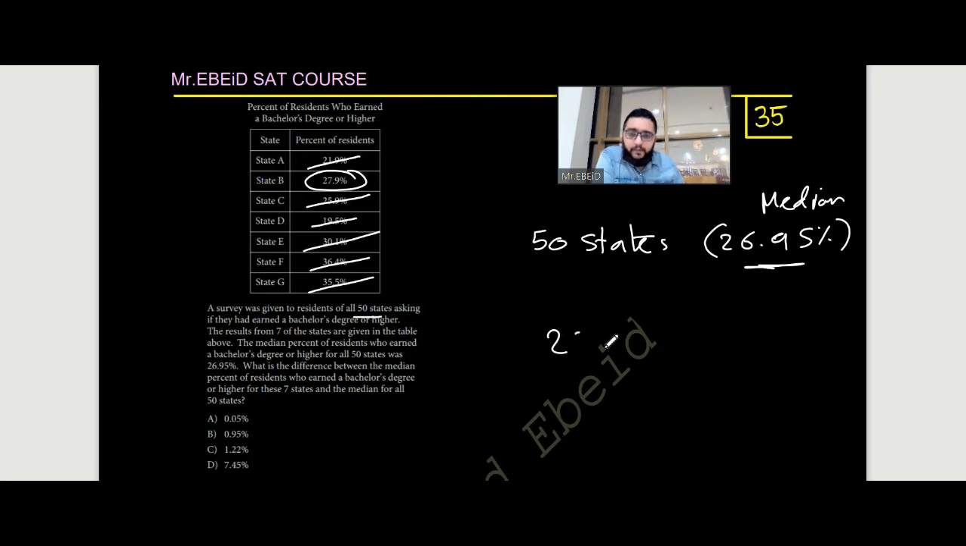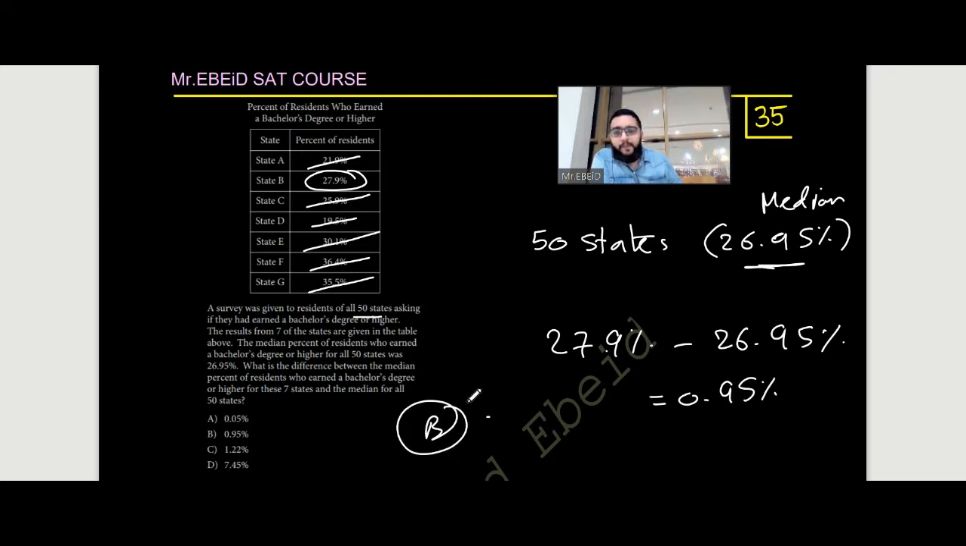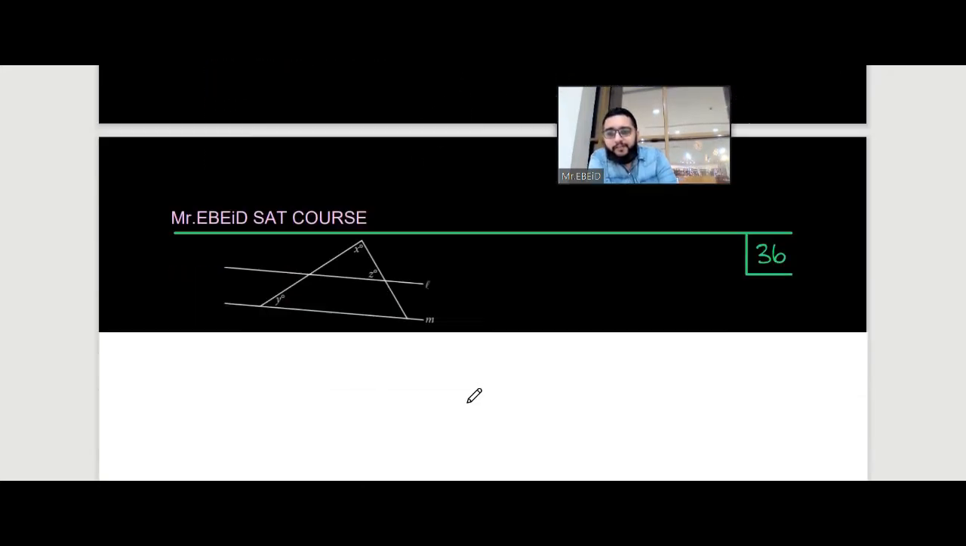Then we will find the difference between them, which is 27.9% minus 26.95%, which equals 0.95%. So the answer is. Let's move to question 36.